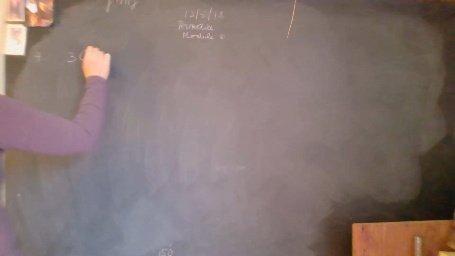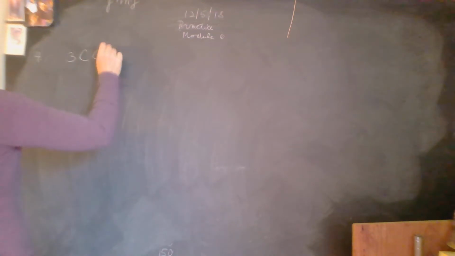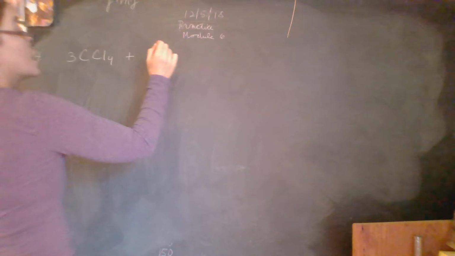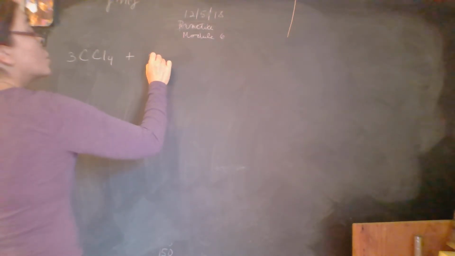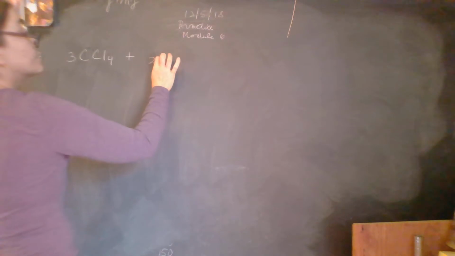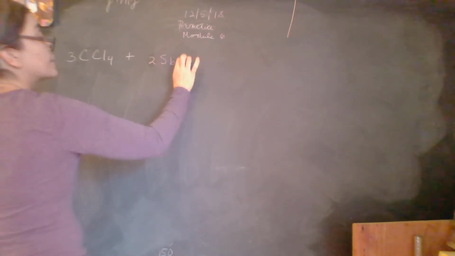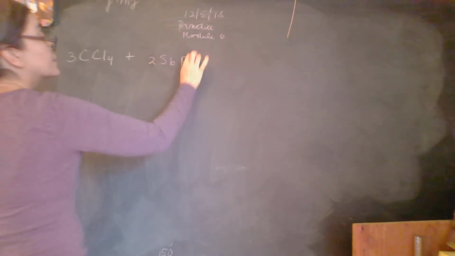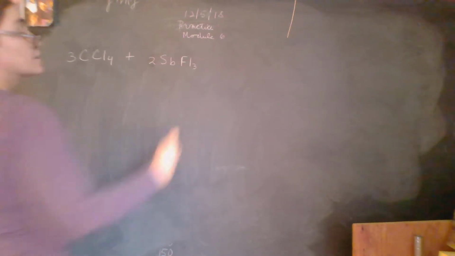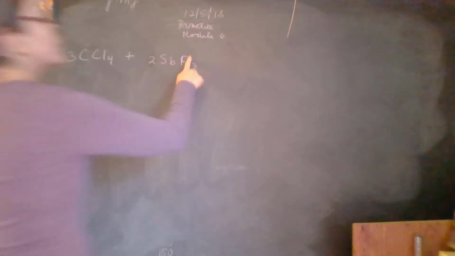Okay, so give us the original. It was 3 carbon tetrachloride plus 2 antimony trifluoride. How many? It was 2. SbF3 yields 3. No, it's F3. Trifluoride. Right. There's no L, by the way. It's just an F.